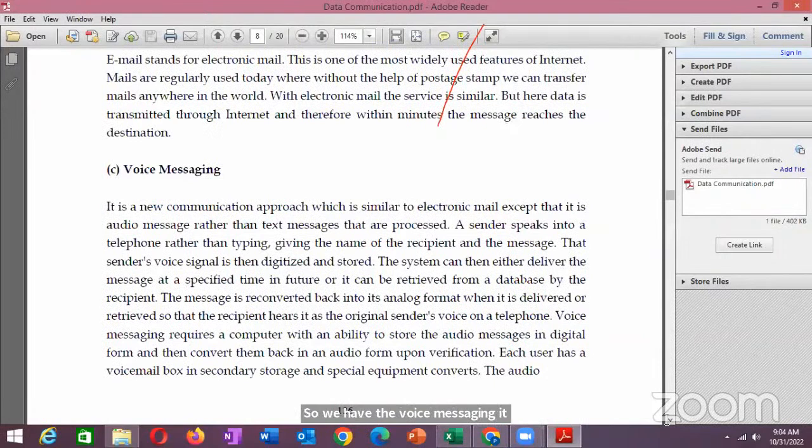So we have voice messaging. It is a communication approach which is similar to electronic mail, except that it is audio messages rather than text messages that are processed. A sender speaks into a telephone rather than typing, giving the name of the recipient and the message. The sender's voice signal is then digitized and stored. The system can then either deliver the message at a specified time in the future, or it can be retrieved from a database by the recipient. The message is converted back into analog format when it is delivered or retrieved, so that the recipient hears it as the original sender's voice on the telephone.